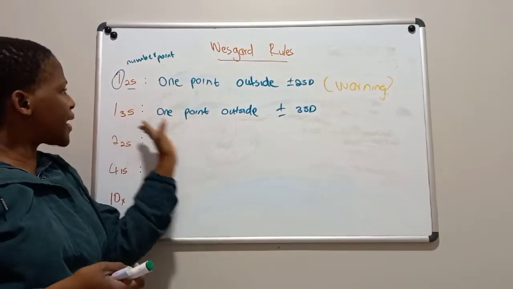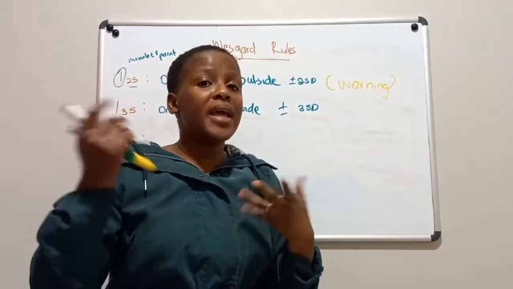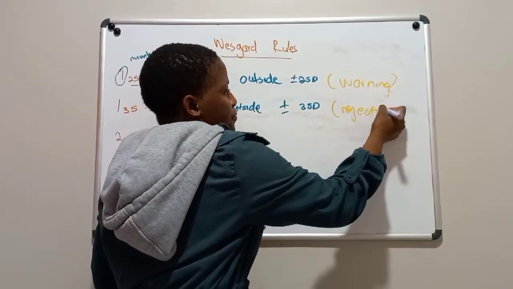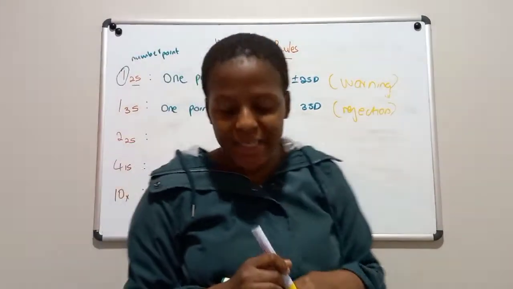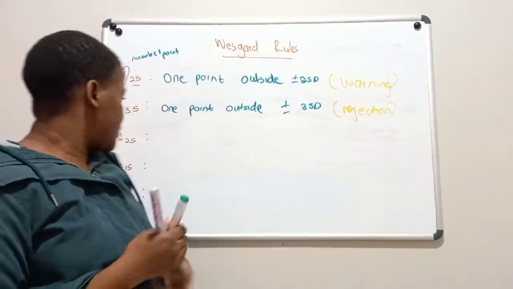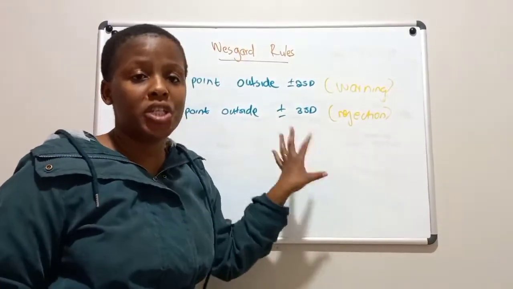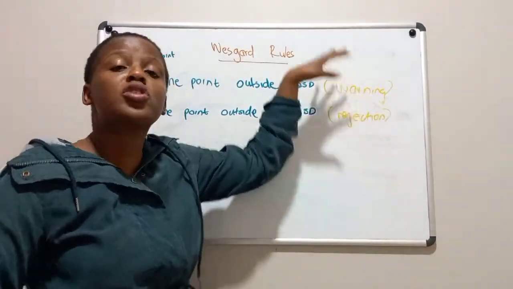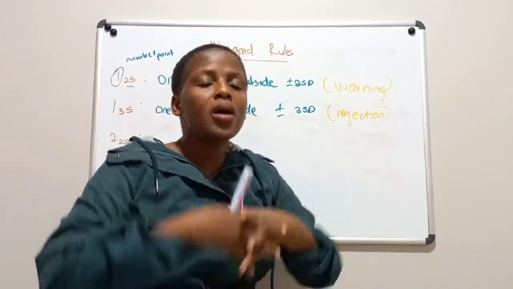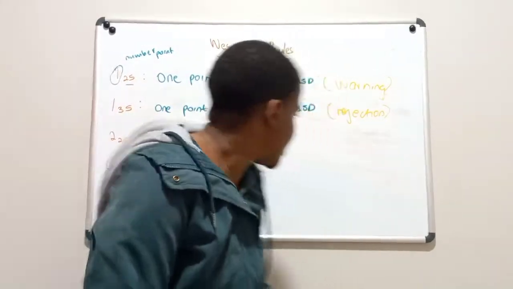Whereas with the 1-3S, when your point is outside plus or minus 3 SD, it is a rejection. This means you can't continue to run, so you can't send out the patient results. You have to troubleshoot to make sure that your controls are in control before you can continue with your patients.